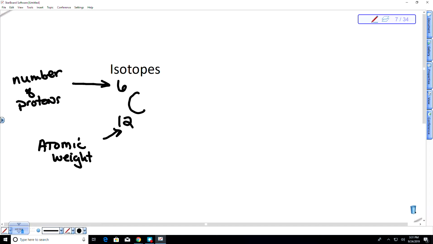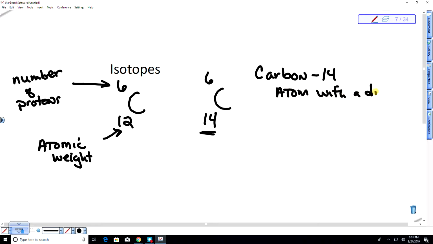We can also look at carbon that is C 6 and C 14. In this particular instance, in order to account for the extra mass, we know that there have to be extra neutrons. And that is fundamentally the definition of an isotope. It is an atom that has a different number of neutrons. So this is carbon-14. Notice that they still have the same number of protons. So there's still 6, but in this particular instance, there would be 8 neutrons.